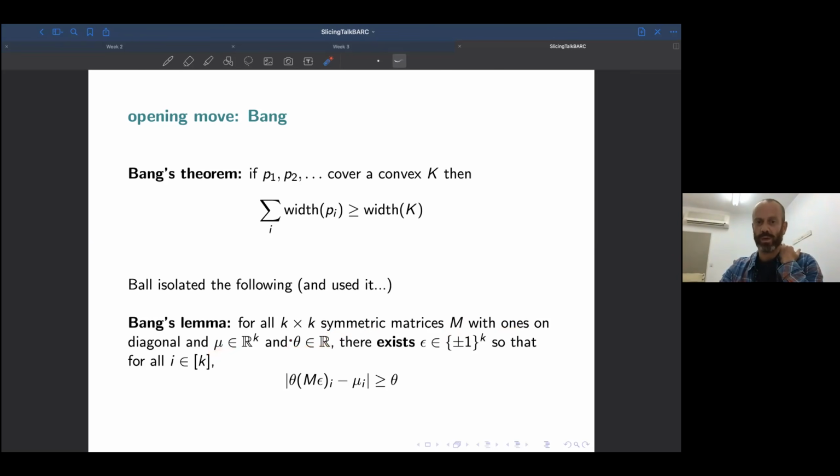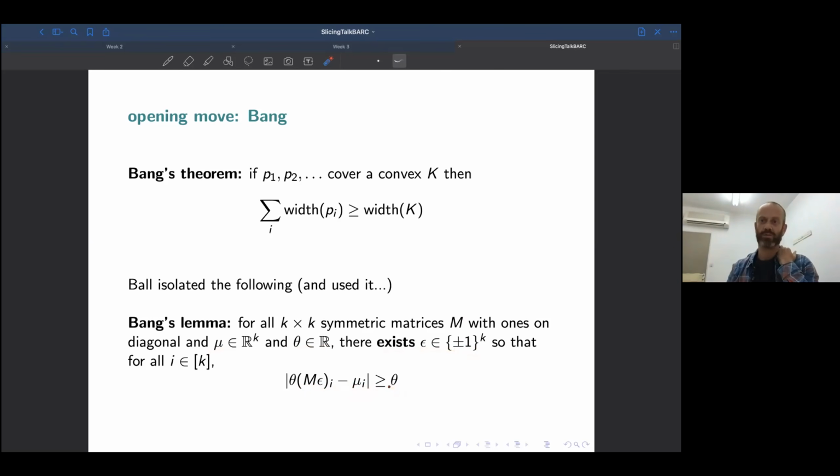So this is what we get as input. The output is the existence of a sign vector, +1 or -1, so that if we multiply M by this sign vector and look in the ith coordinate of this vector, we get a number that is far from mu_i. How far? This parameter we chose.